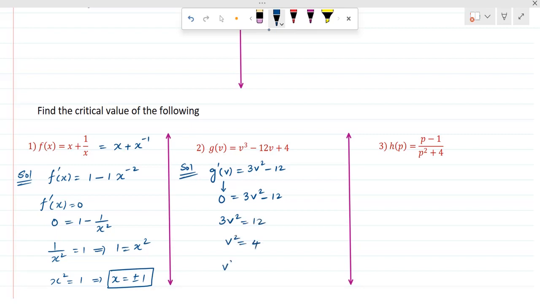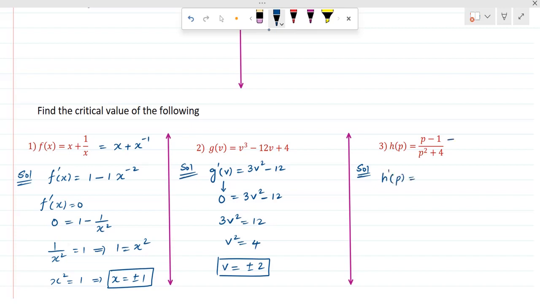Take the square root, you will get plus or minus 2. So you will get the critical values. And similarly here, so what happened? So h prime of p is equal.